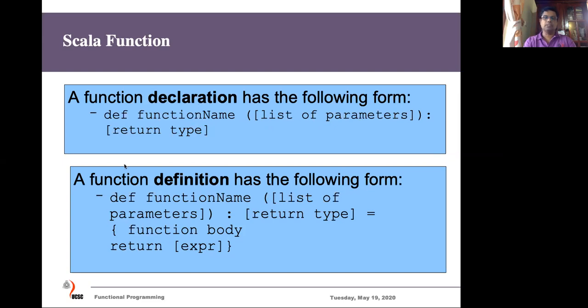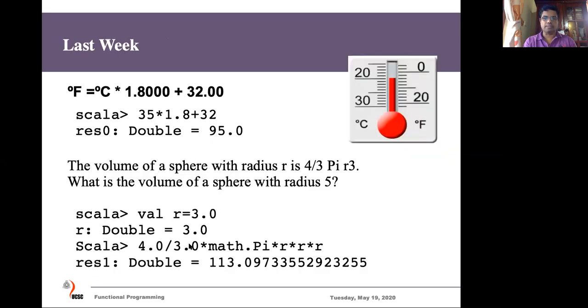That is the function declaration. The function definition has the following format. The declaration is on the top, and after that we put an equal sign and then define the function body. The first part up to here is the declaration, and after that we define what we want to do in this function. It might have one statement, or what we call one expression, or more than one expression. If you have more than one expression, the last expression is the return value. That's how Scala function definitions look.